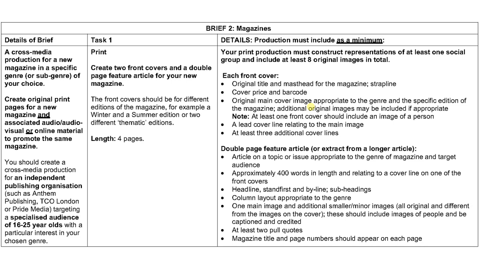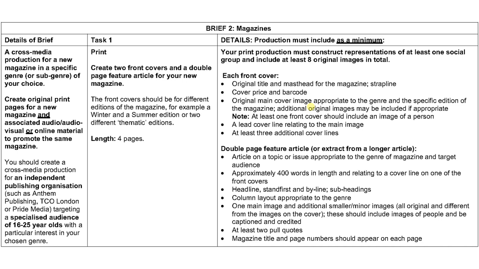You should create a cross-media production for an independent publishing organisation, such as Anthem Publishing, TCO London or Pride Media, targeting a specialised audience of 16 to 25-year-olds with a particular interest in your chosen genre.